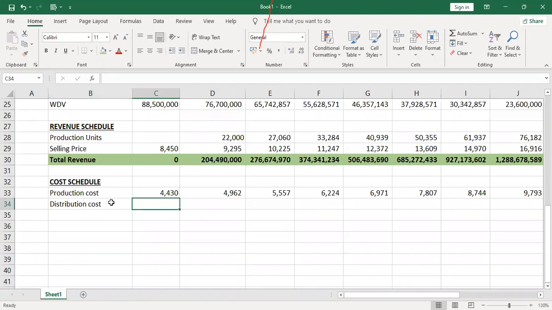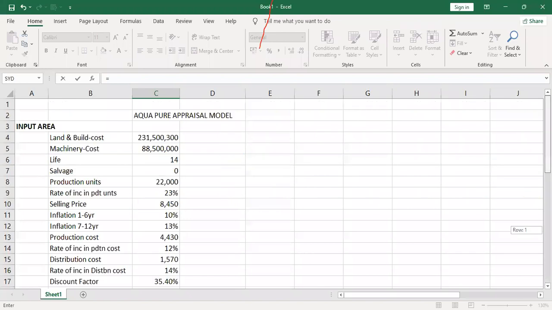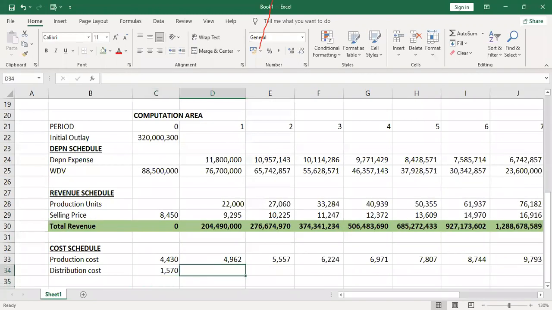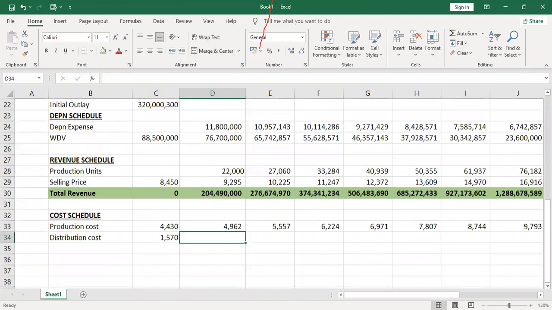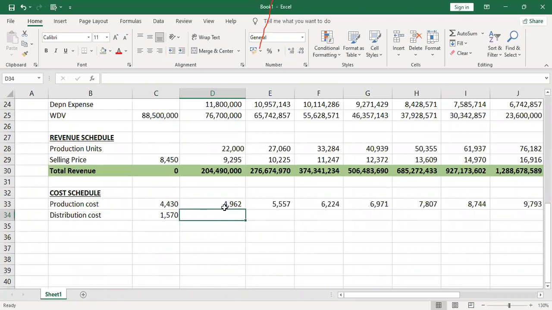Distribution cost in year 0 equal to. Go and click on the distribution cost from the input area. And then you press enter. So let us calculate the distribution cost in year 1.